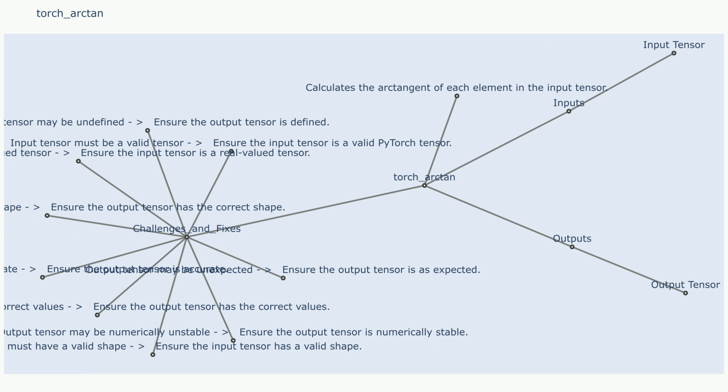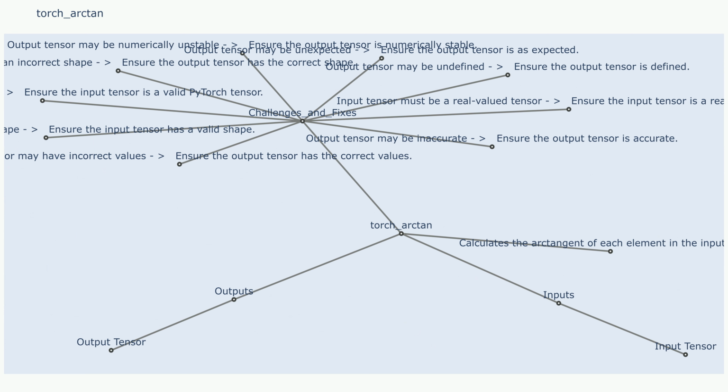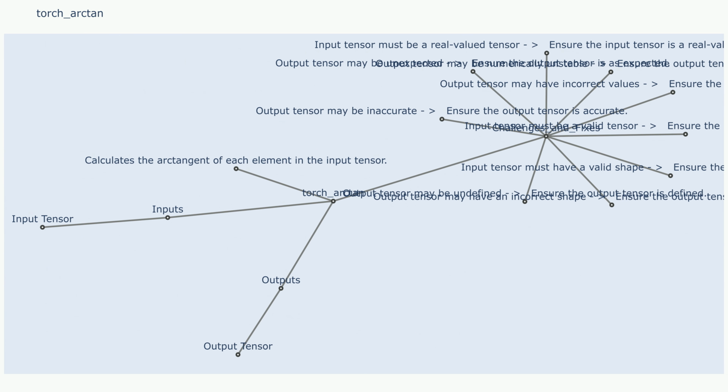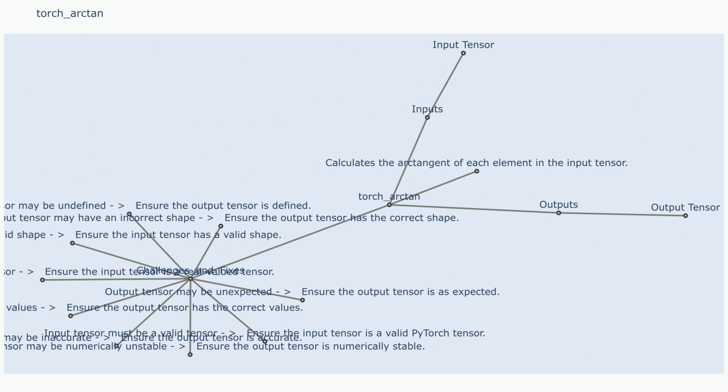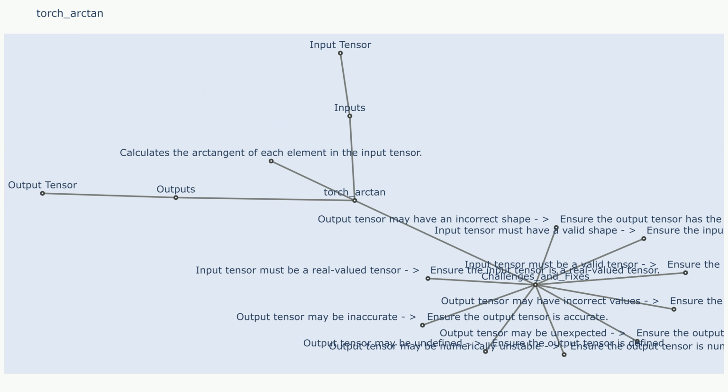The data type of the input tensor can be any of the supported numerical data types in PyTorch, such as torch.float32, torch.float64, torch.int32, etc. Outputs. Output 1. Output, a tensor of the same shape as the input tensor, containing the element-wise arctangent of the input values. The data type of the output tensor will be the same as the input tensor. Steps. Step 1. For each element in the input tensor, torch arctan calculates the arctangent using the mathematical formula arctan(x).